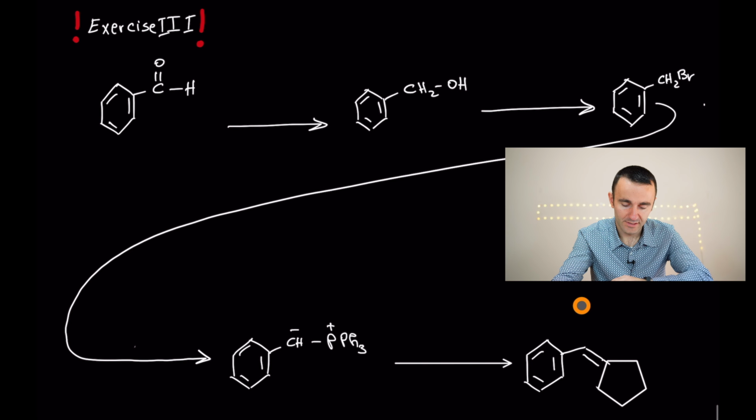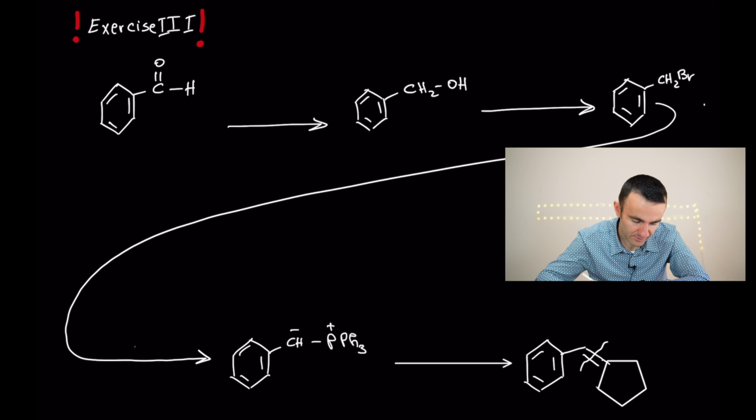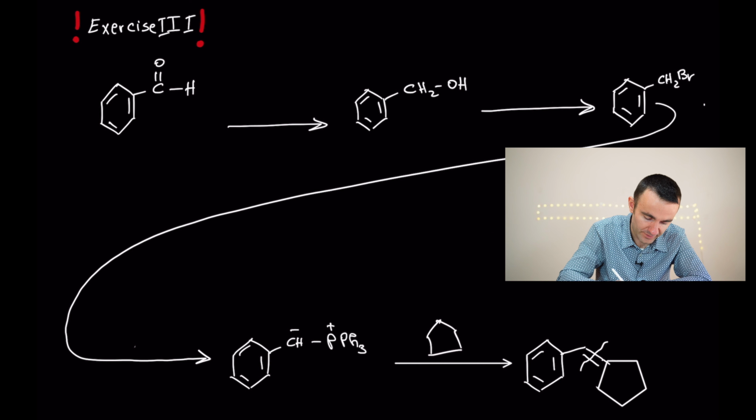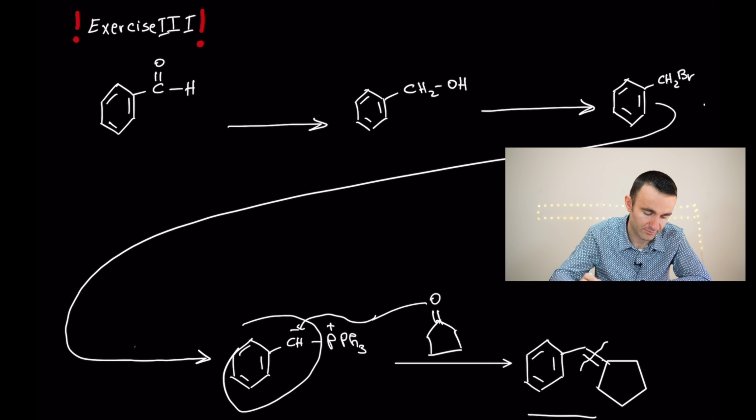Now here, start from here to here. Now here you are going to break this one here, and the part that is forming the Wittig reagent is this one, so the ylide. And this part here that should react with this to form this double bond here should be cyclopentanone, right? Because this oxygen is replaced with this group here, to form this compound.